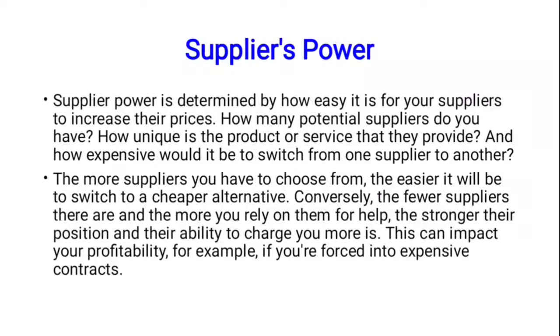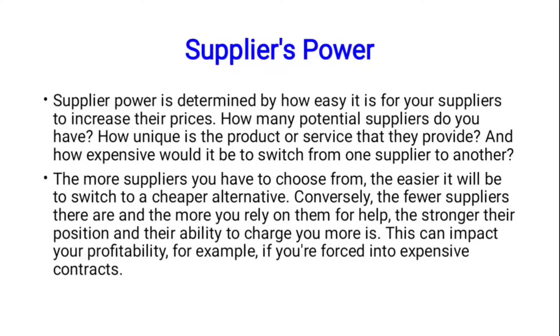For example, if a company has more suppliers, then you can easily choose the better alternative, the supplier which is providing you the best deal and cheaper alternatives. Conversely, if you have fewer suppliers, then you need to rely on the limited suppliers that you have, and they can charge you more, which can affect your profitability.